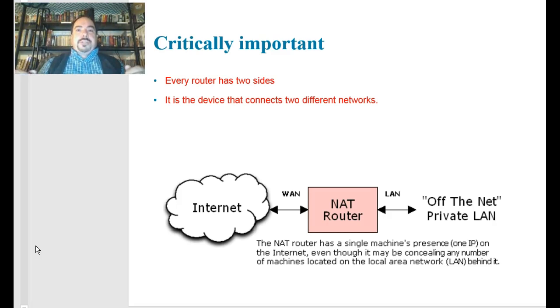Because every router just has an in and an out, an inside and an outside, a private and a public, an internal and an external, a LAN and a WAN. Different manufacturers call it different things. It's all the same thing, an in and an out. A router is that thing you use to connect two different networks together. It is the only thing that you can use to connect two different networks together.